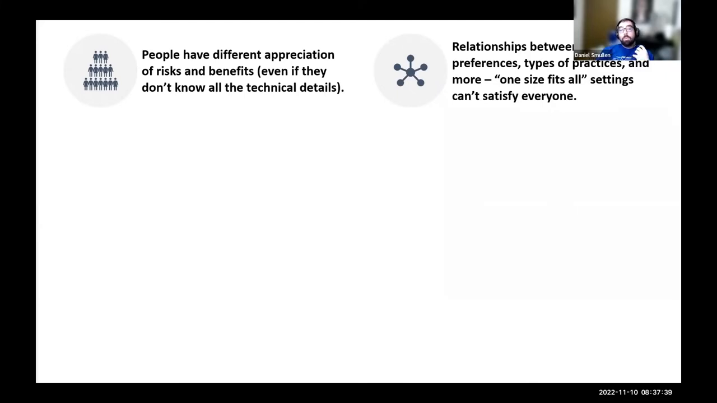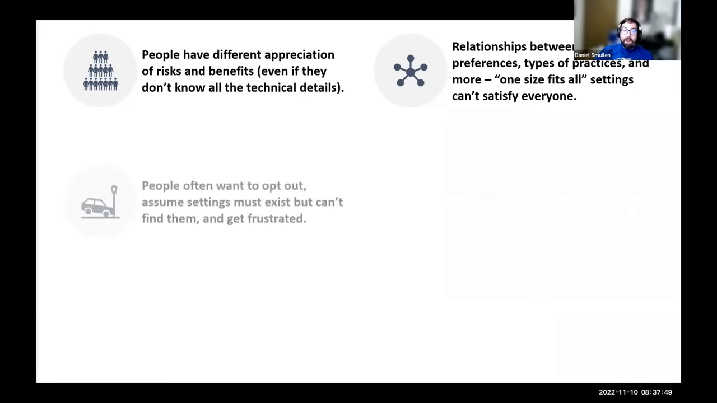One thing is clear though, and that's that one size fits all settings can't satisfy everyone. You can't get privacy yes or no, because what that means for you versus me is going to differ. Now, often it's the case that people want to opt out of things. But one big problem that exists out there is that people assume that there's always a setting to control everything that exists, but people just can't find them. And that makes them super frustrated, and that sucks.